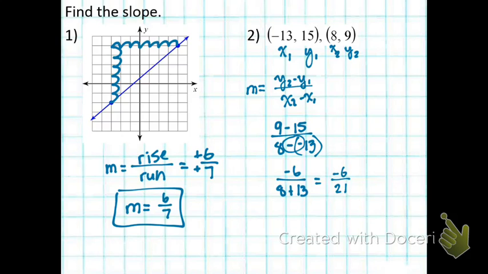We got negative 6 over 21, so we have a negative divided by a positive, so I know my answer would be a negative. And we know that 3 goes into each of these, so 6 divided by 3 is 2, and 21 divided by 3 is 7. So our slope is negative 2 sevenths. So that's basically how to do slope calculations in 2 different ways for your homework. That concludes this lesson.